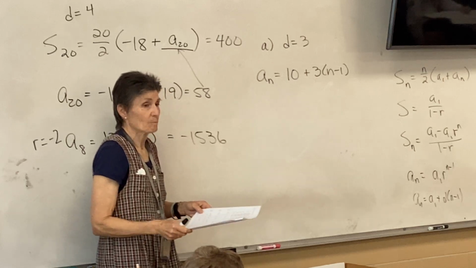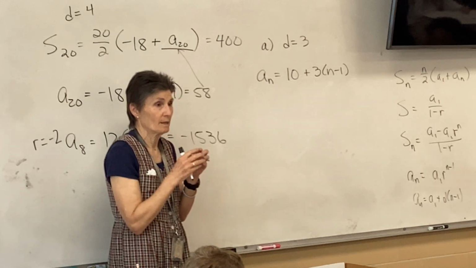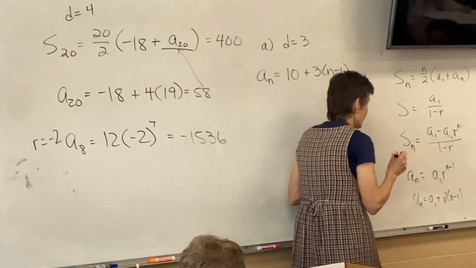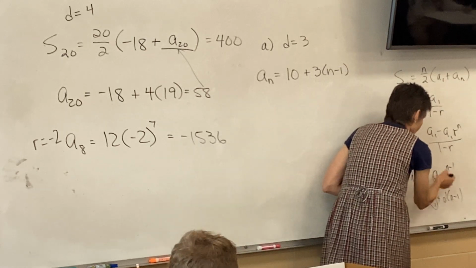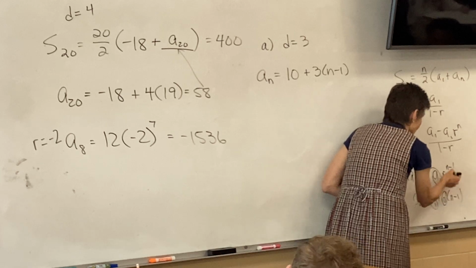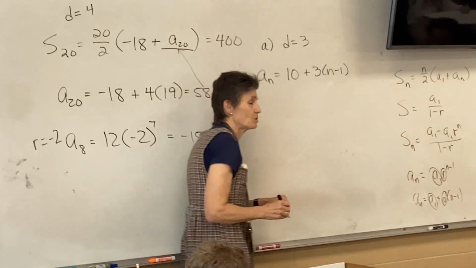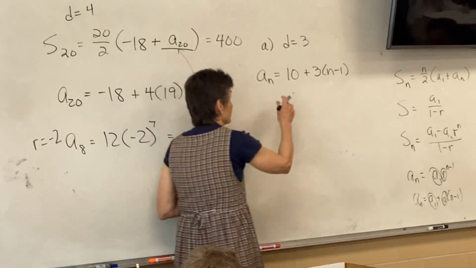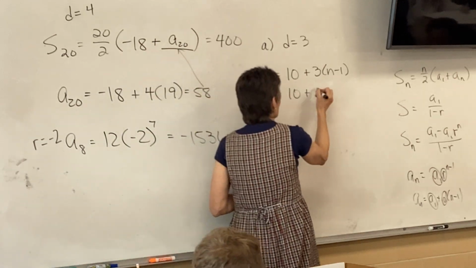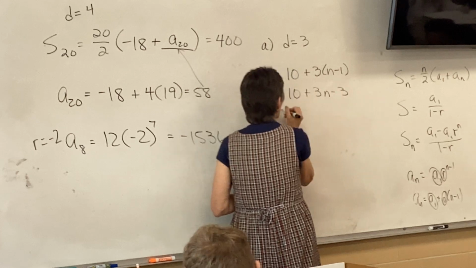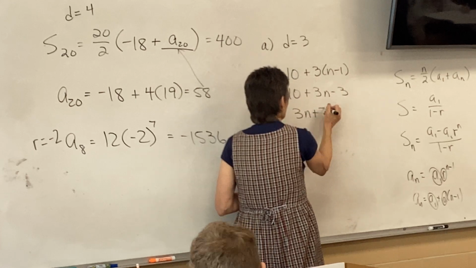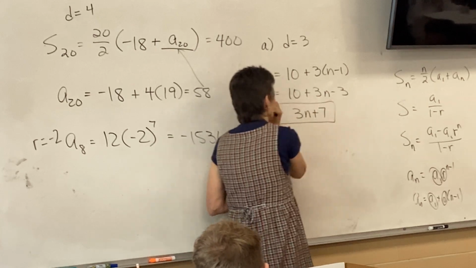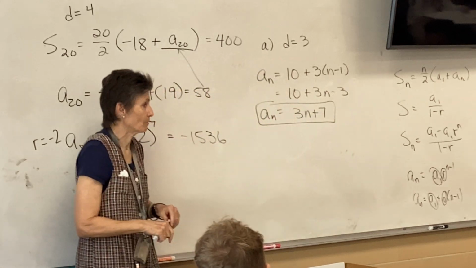When you write an explicit rule or an explicit formula, you use your A formulas and you plug in only the first term and the difference or the ratio, depending on what kind of sequence you have. And then you simplify. So 10 plus 3n minus 3. So 3n plus 7. Or if you said 7 plus 3n, that would be fine also.